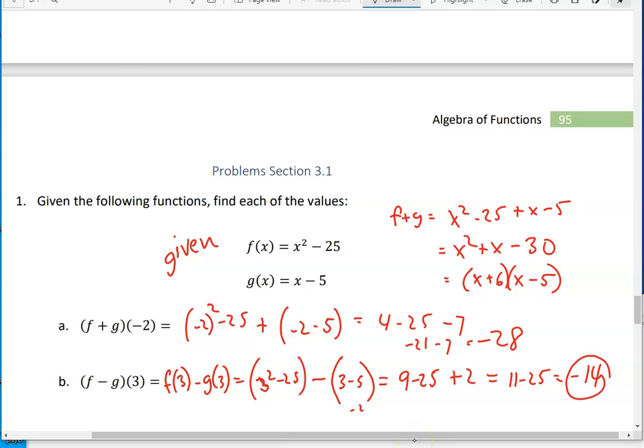f minus g of 3. If I want to plug a 3 in over here, well, it becomes a 9 times, oh, sorry, that was the f plus g. I'd have to find the combination f plus g and then plug it in, and I'm too lazy to find the combination since this is easy enough to do. But if you wanted to, you could go through the work, find f minus g of x, and then put a 3 in for that.